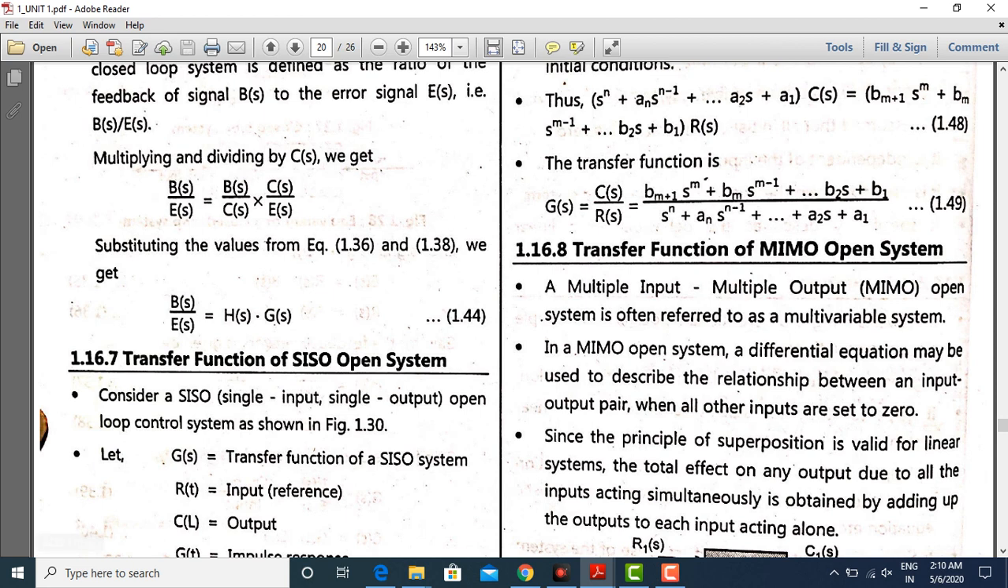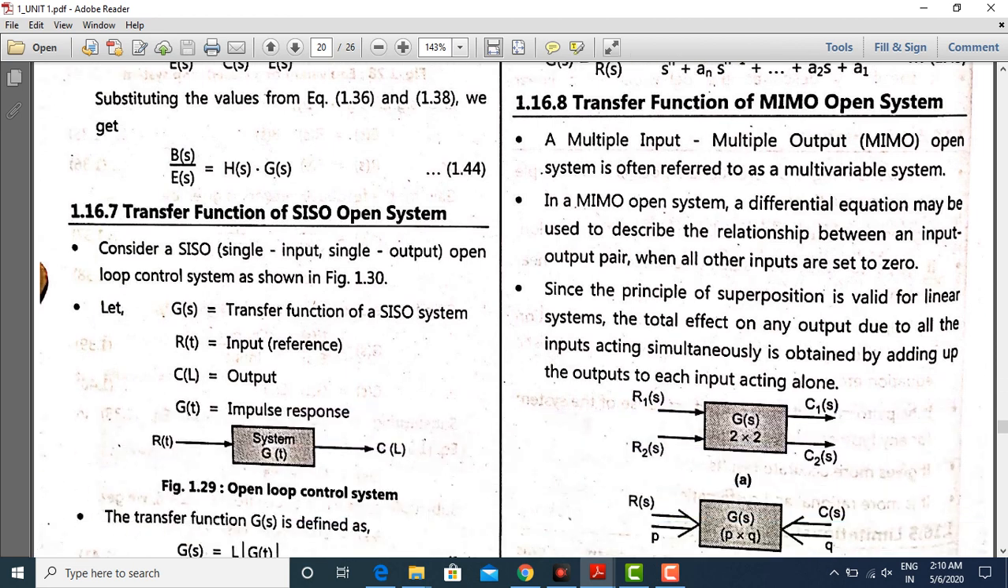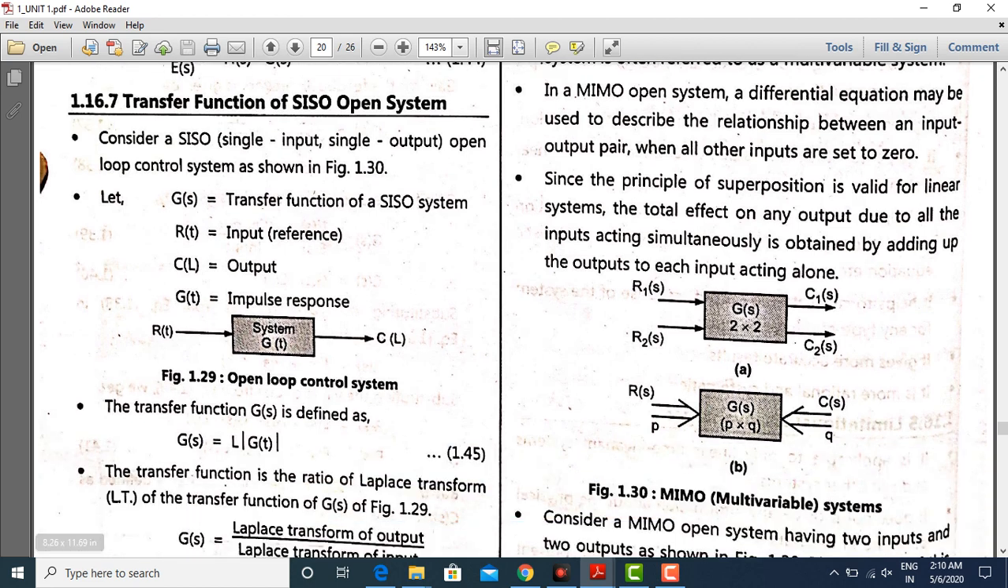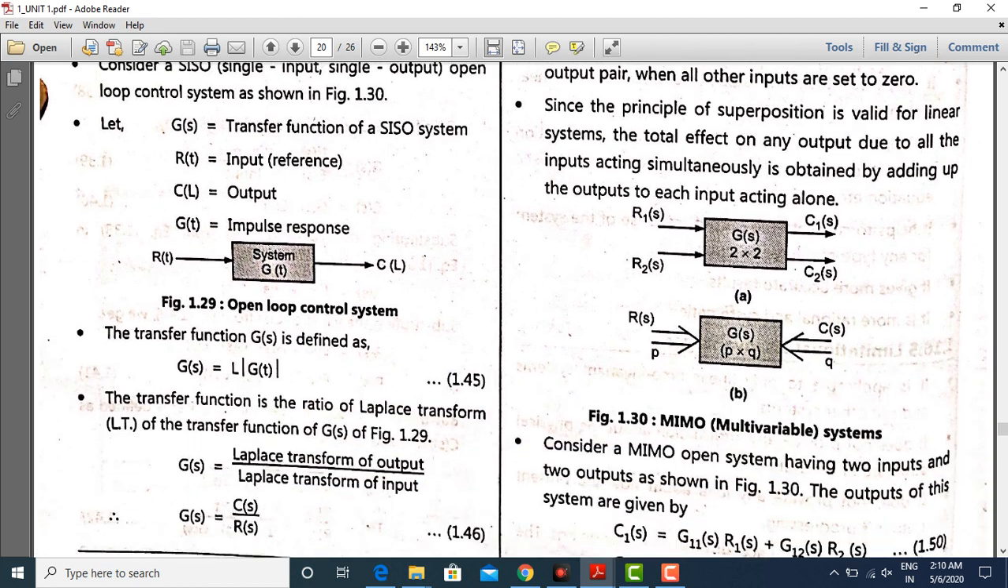Then let's find out the transfer function for the single input single output system. Here we can see a single input single output. Just take the Laplace transform of this. Laplace transform of C of t is C of S. Laplace transform of R of t is R of S. We'll get this equation. Very simple.